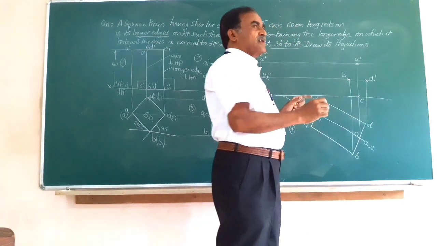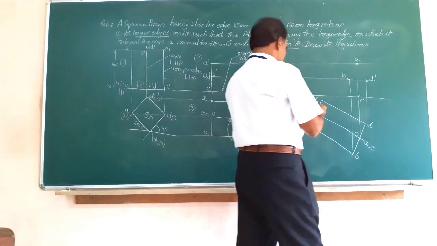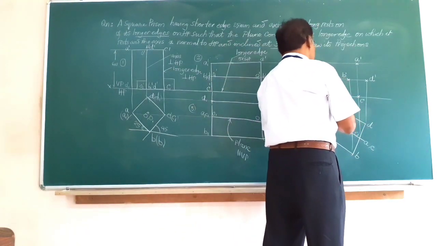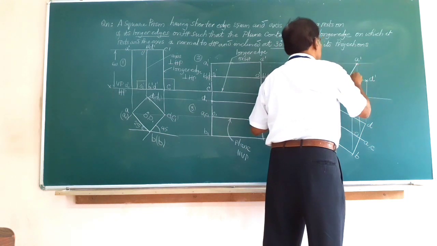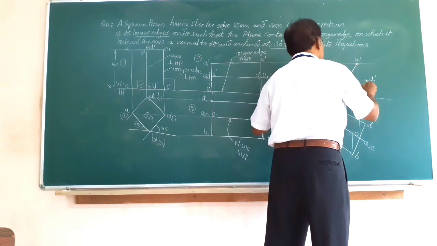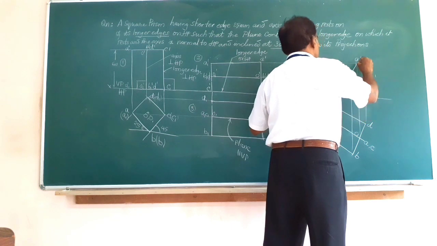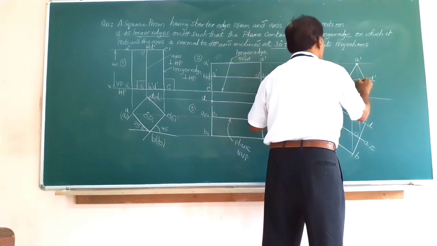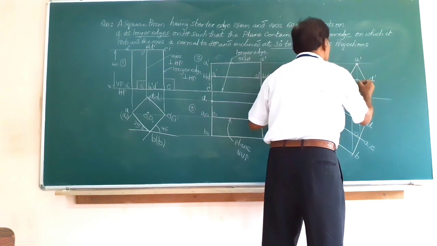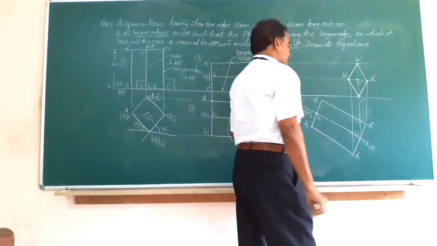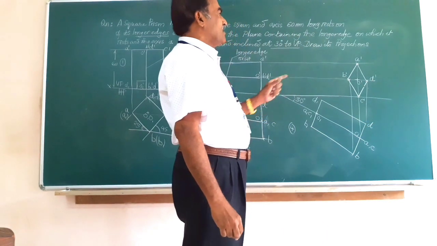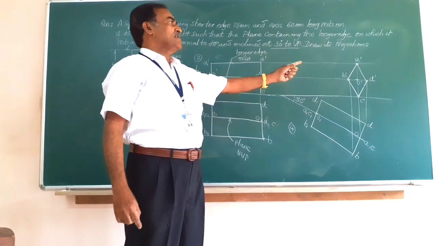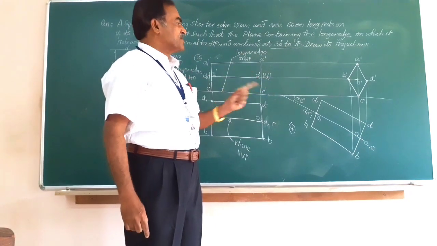And all these 4 corners are visible to the observer. Hence, I show them by full lines. So I join A dash B dash, B dash C dash, C dash D dash, D dash A dash. And I mark the center of that as O dash. This is the final front view of the top face.